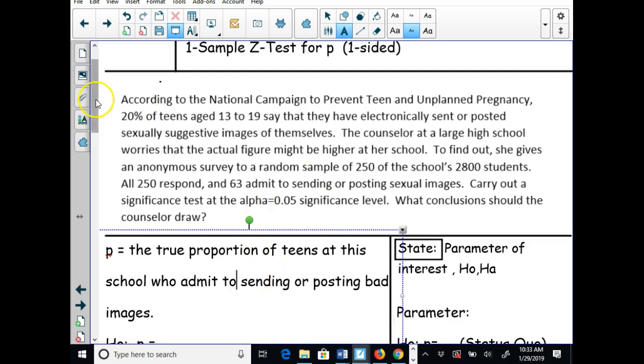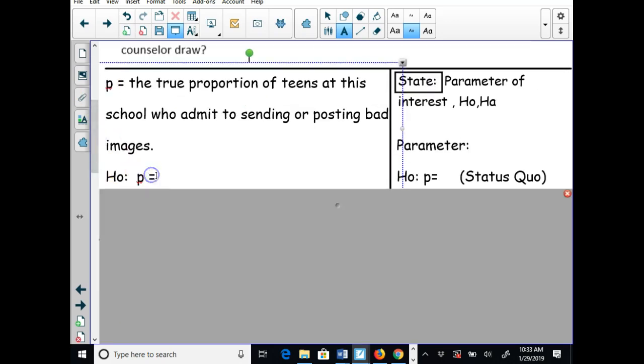So in our null hypothesis then, we're going to put p is equal to 0.20. I'm not going to put 20% because we never do that in stats. We never put like 20%. Everything's always written as a proportion or decimal, okay? Then HA is then what are we trying to prove?